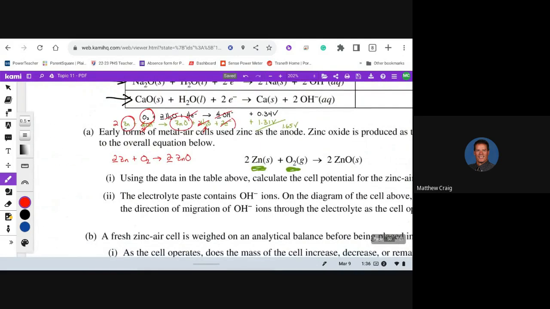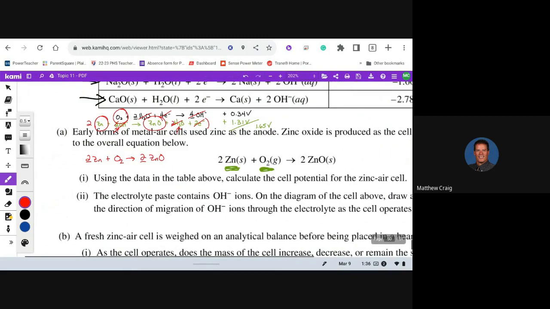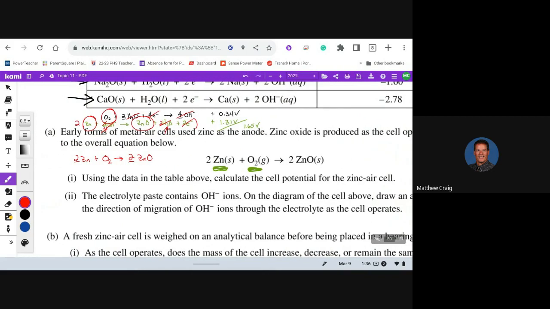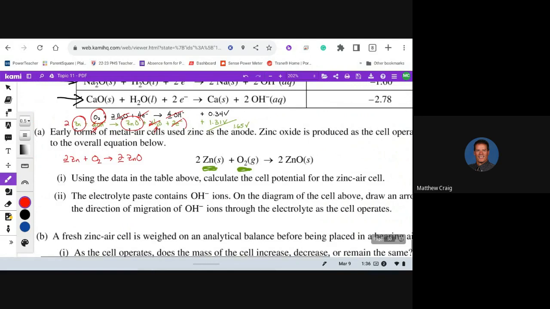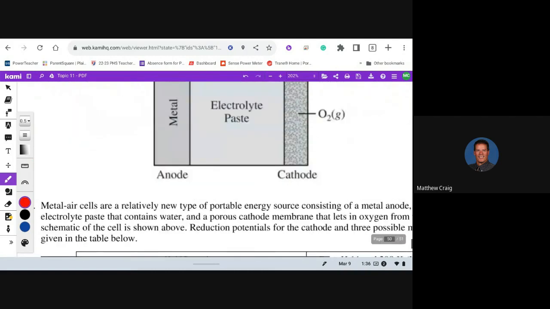All right. Everybody good with I? Easy peasy. Part II. The electrolyte paste contains hydroxide ions. On the diagram of the cell above, draw an arrow to indicate the direction of the migration of the hydroxide ions through the electrolyte as the cell operates.